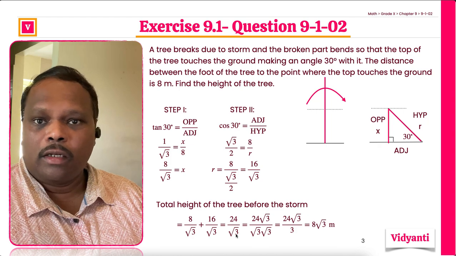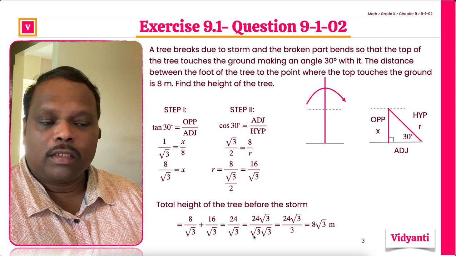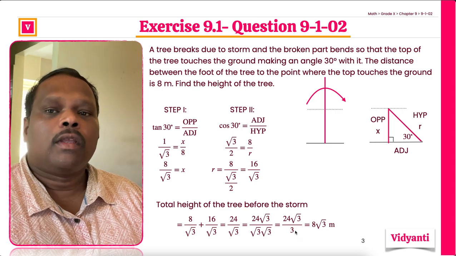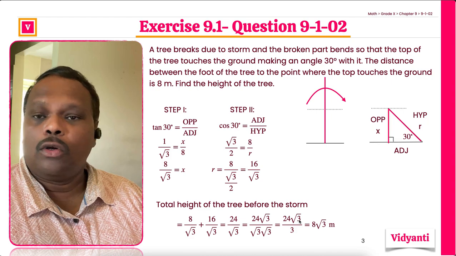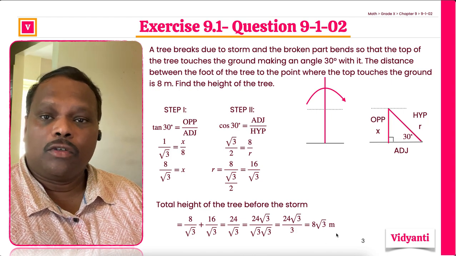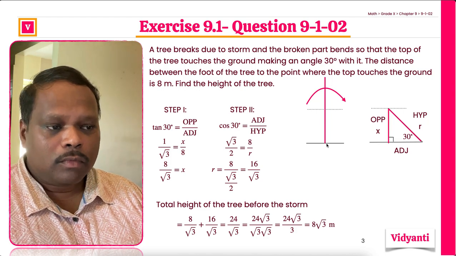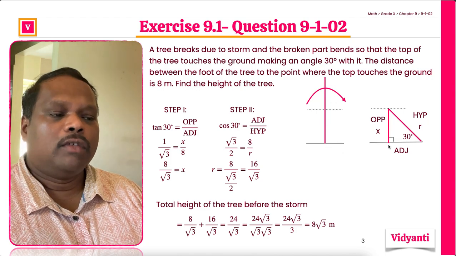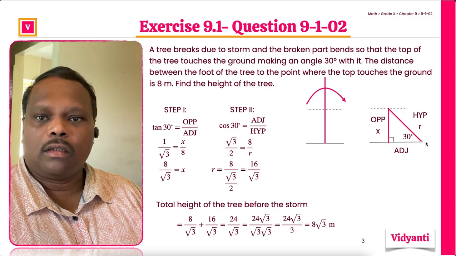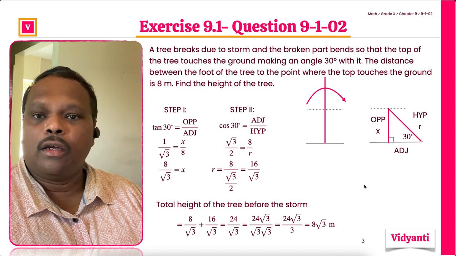So we'll apply the technique of rationalization. We'll multiply and divide by root 3. And in that process, the denominator will become root 3 times root 3, which is 3. And the numerator will be 24 root 3, which you can further simplify as 8 root 3. And that is your final answer. The total height of the tree before falling, which is this complete vertical height, the same as this broken vertical height added with this hypotenuse together, is 8 root 3.